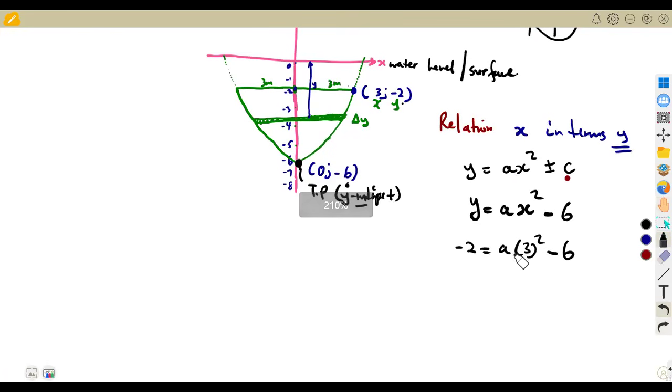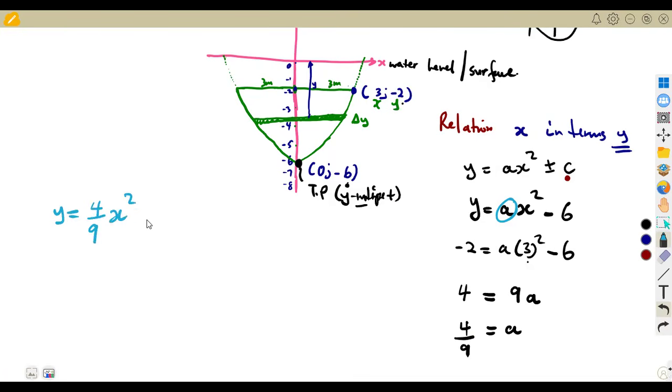In this case, transpose minus 6 to this side, it becomes a positive. That's minus 2 plus 6, which is 4, is equal to 3 squared a. That is 9a. So we've got 9a divided by 9, 9 by 9. So a is equal to 4 over 9. So if we have our a as 4 over 9, we're just going to substitute. Therefore, y is equal to a, which is 4 over 9 x squared. So we've got 4 over 9 x squared minus 6. Okay, that's it.